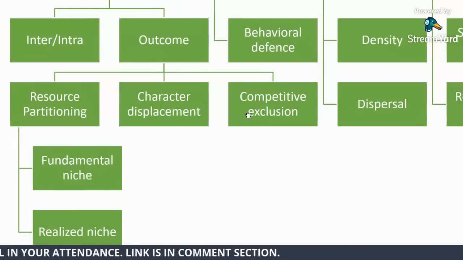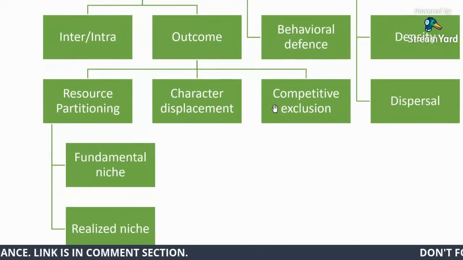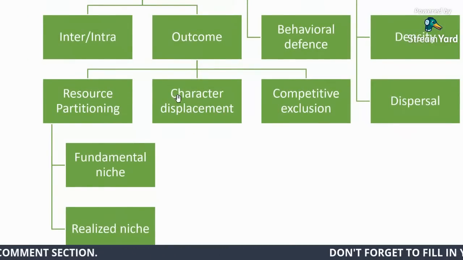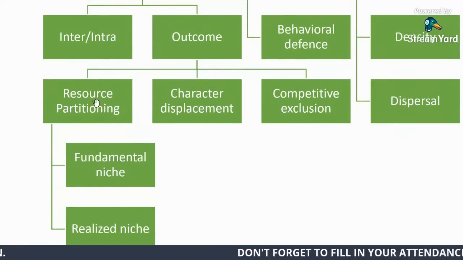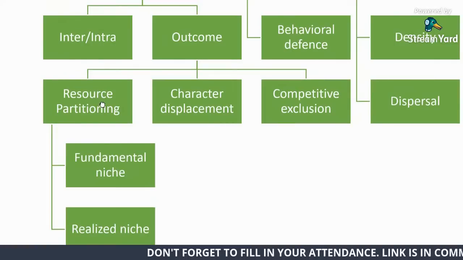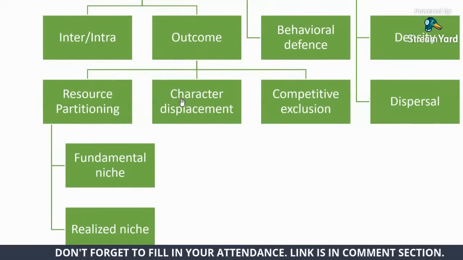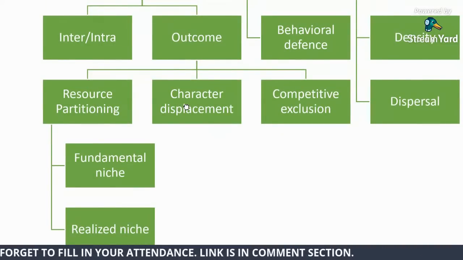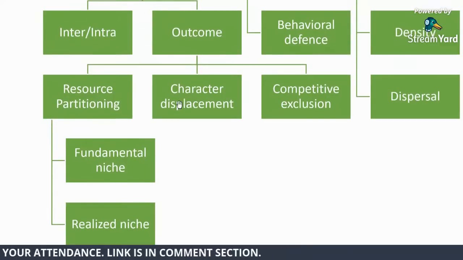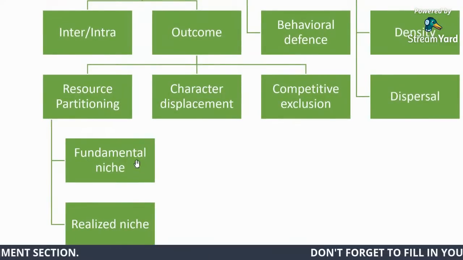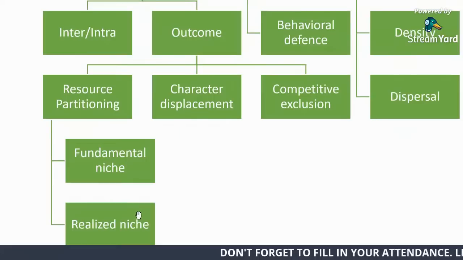Alright. However, if that two species wanted to coexist, dia perlu ada adaptation. Okay, so it must do resource partitioning that will later eventually leads to character displacement. Kalau dia nak coexist. So this resource partitioning will result in fundamental niche and realized niche.